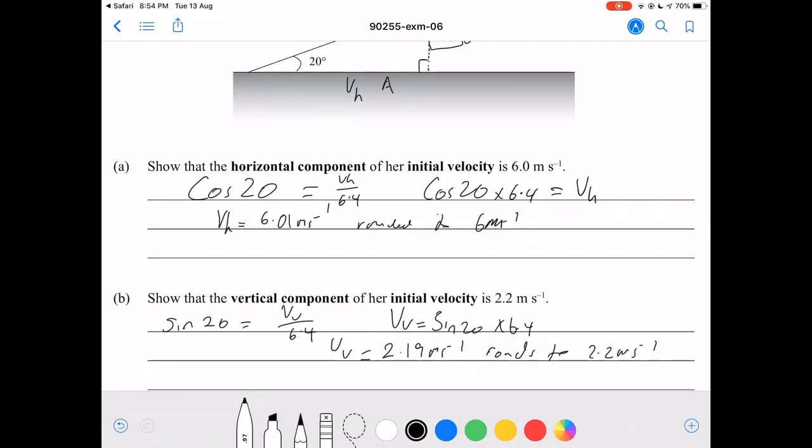In terms of grading for these questions, both of these questions are just simply achieve level questions, okay? It's not that difficult, okay? It's just basic trigonometry skills in order to find the vertical and horizontal velocities.